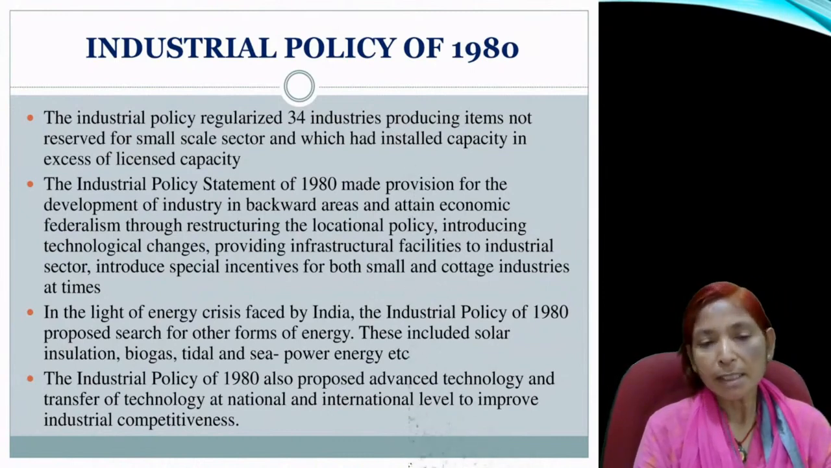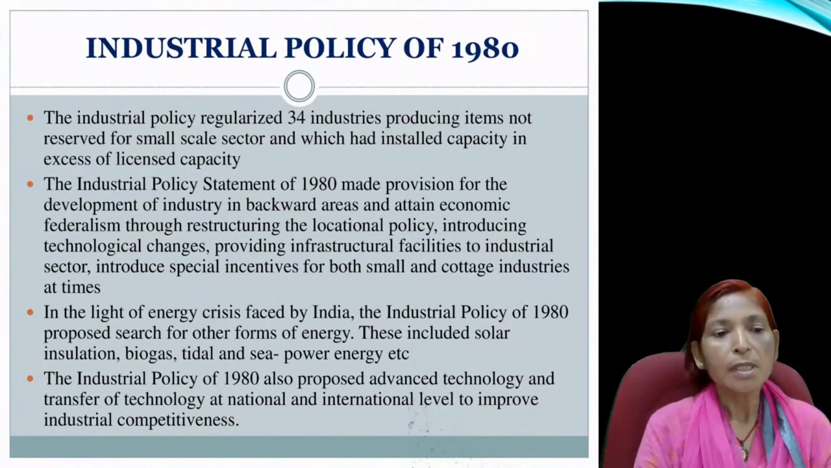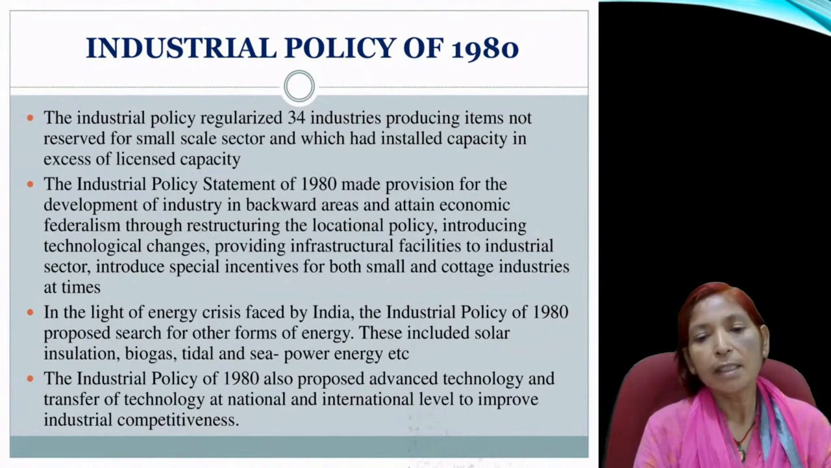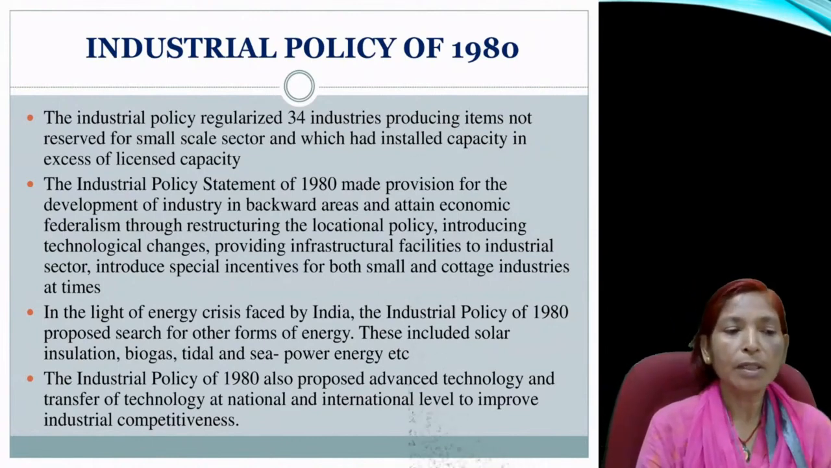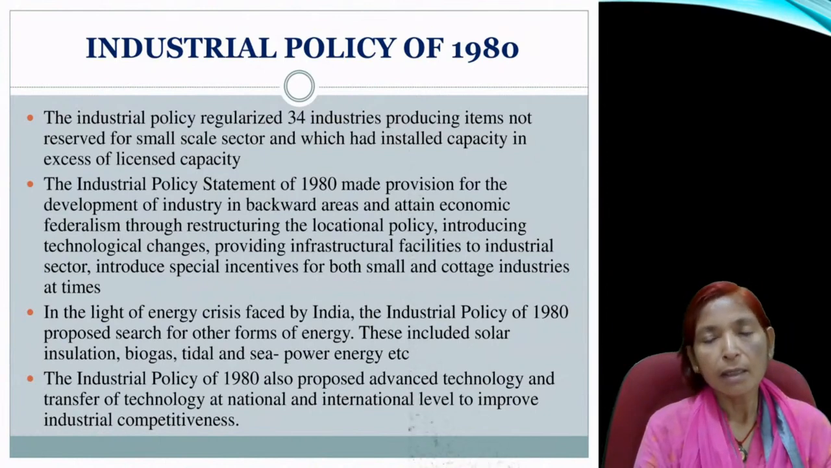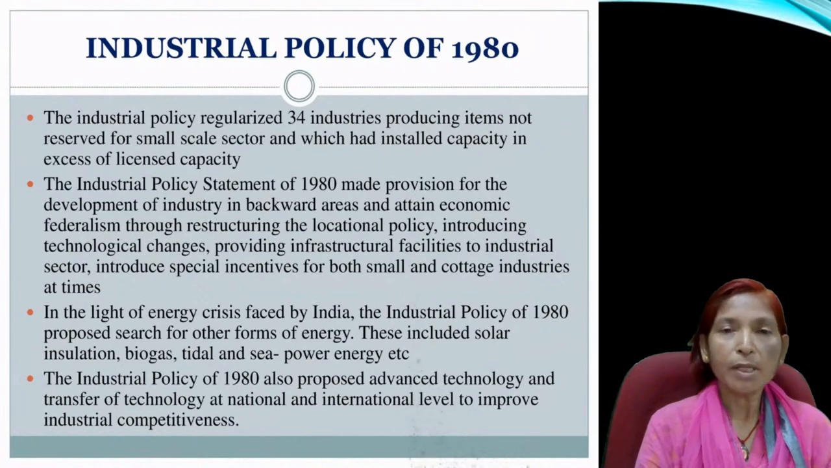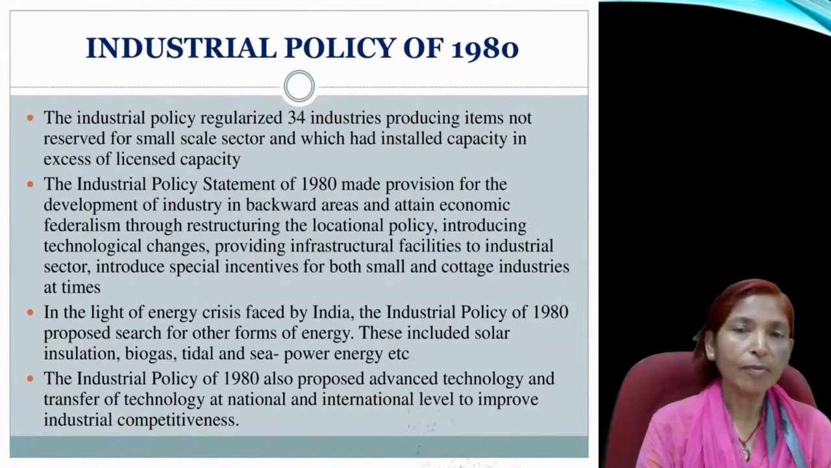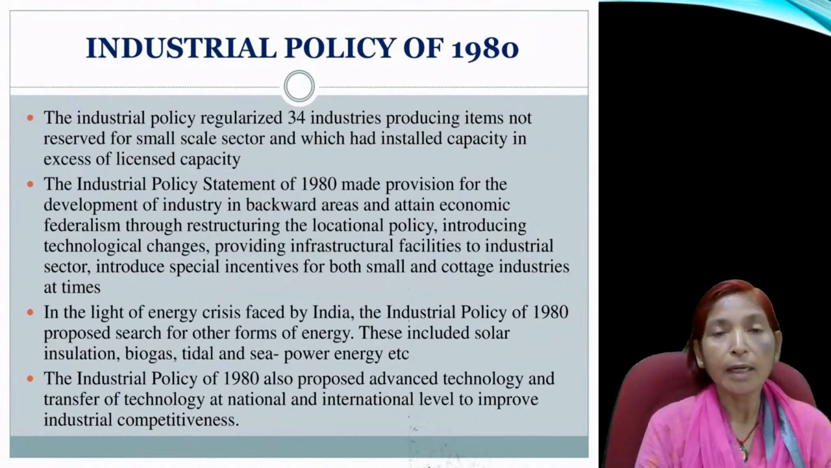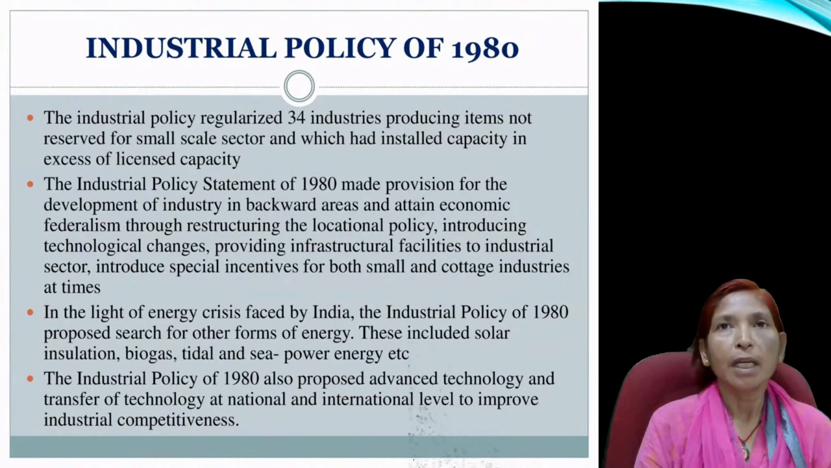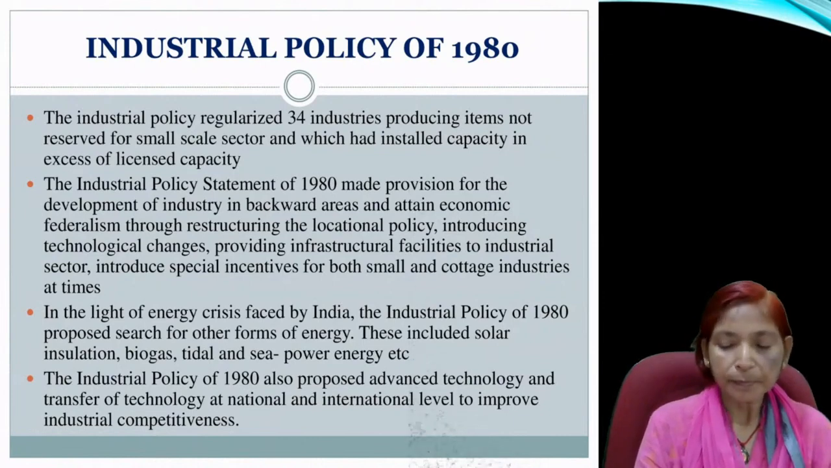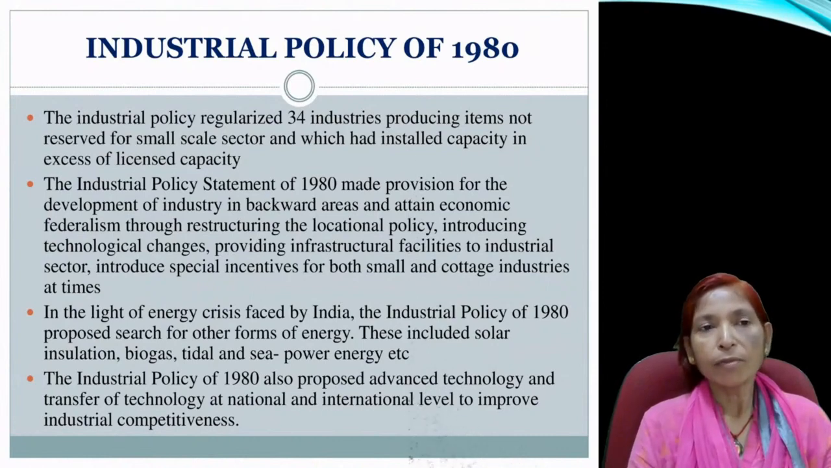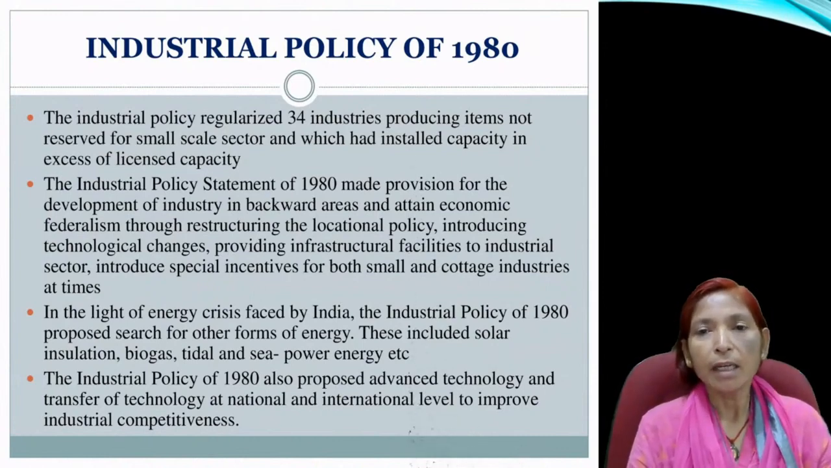In the light of the energy crisis faced by India, the industrial policy of 1980 proposed a search for other forms of energy. These included solar insolation, biogas, tidal and sea power energy, etc. The industrial policy of 1980 also proposed advanced technology and transfer of technology at the national and international level to improve industrial competitiveness. This is the main aim of the Industrial Policy Resolution of 1980.